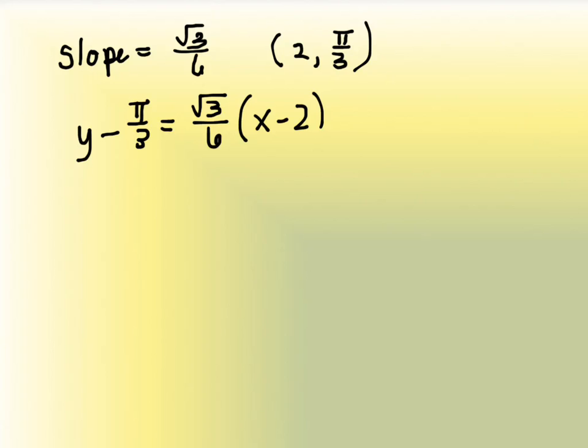Homework aside, at least when we get to the test, I'm going to have you put this in y equals and simplify it as much as you can. So we're going to distribute that square root of 3 over 6, and we're going to move that pi thirds to the right. So this is y equals square root of 3 over 6 times x, minus, and then when I multiply that square root of 3 over 6 times 2, what do I get?